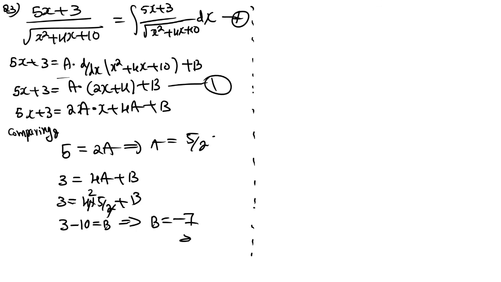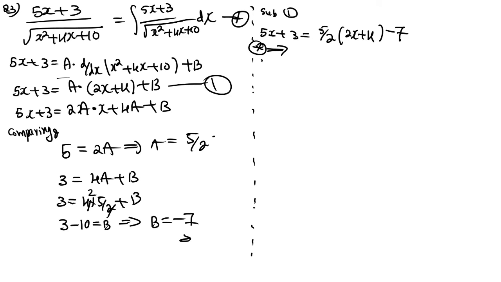So a value is equal to 5 by 2 and b value is equal to minus 7. In the next step, substituting in equation 1, you will get 5x plus 3 is equal to a value, 5 by 2, into 2x plus 4, plus b value, which is minus 7. Substitute this value in equation star.